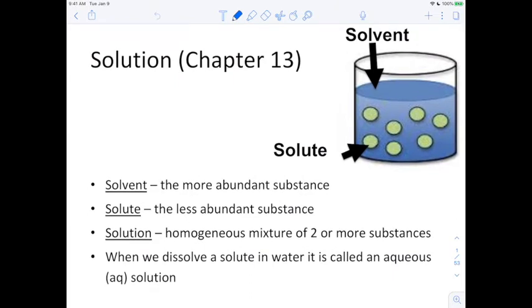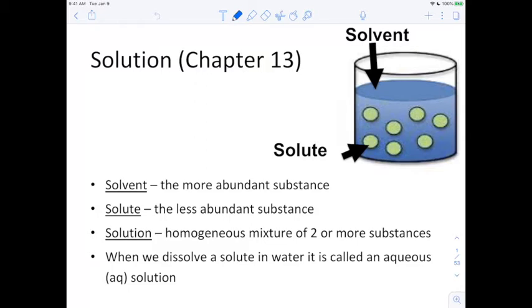So the definitions here, which I do want you to know: the solvent is always the more abundant substance. Whatever you have more of, that's your solvent. The solute is always what you have less of. And you can have a system with more than 2 things. Let's say you have 3 things. Whatever is the most plentiful, which you've got the most of, that's your solvent, and whatever you have less of becomes your solute.